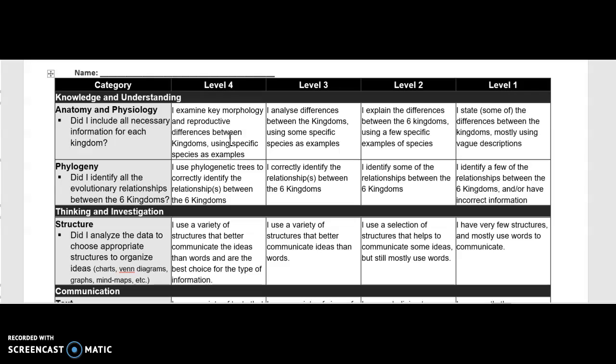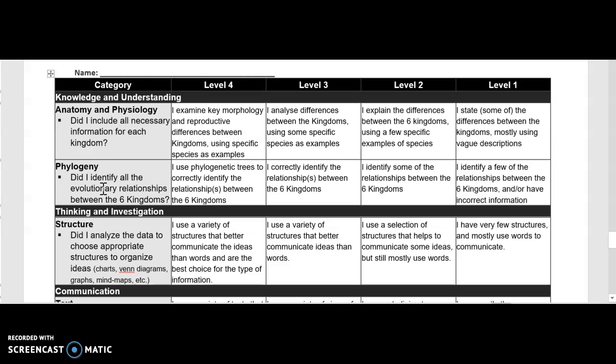Again, you're only picking really 1 or 2 species from each kingdom because each kingdom has, you know, thousands or more species, but you're using this to show how well you understand them. So for each one, that's what you're doing. I'm not going to read through all of them, but for phylogeny, did you identify the evolutionary relationship?